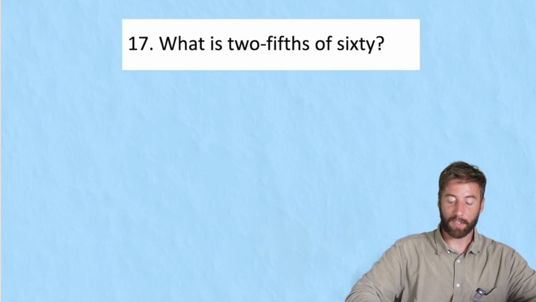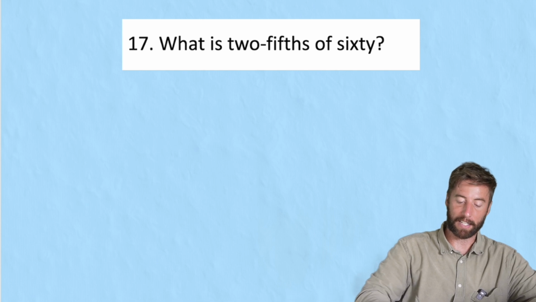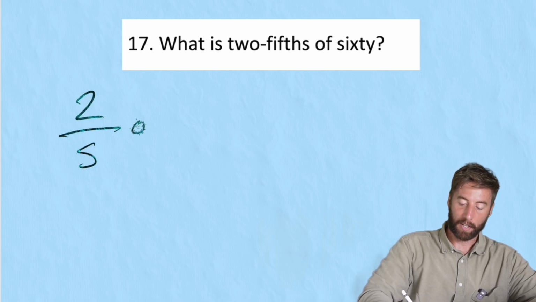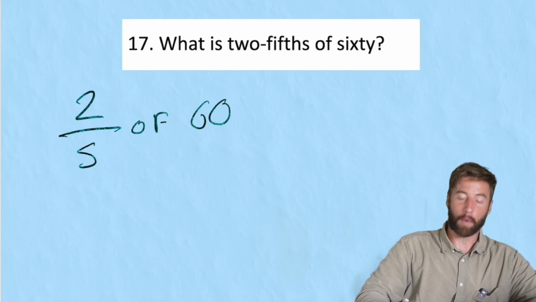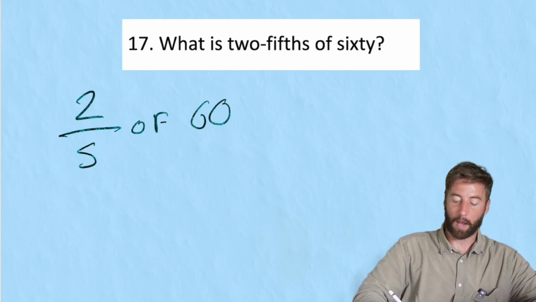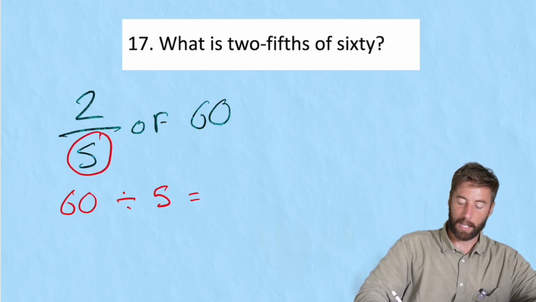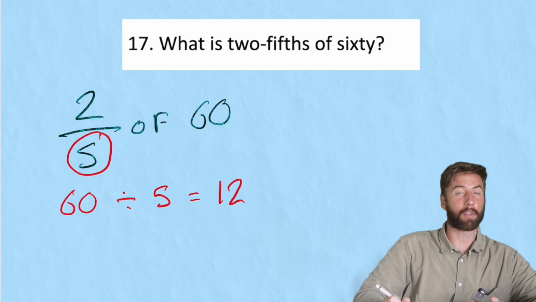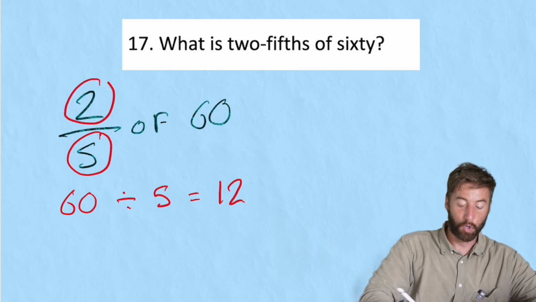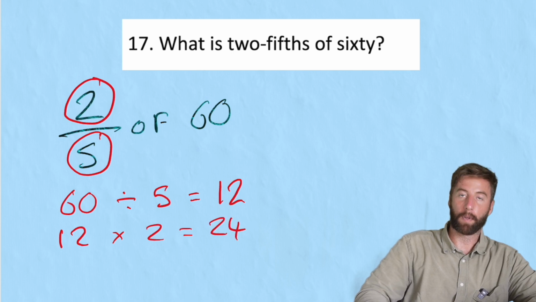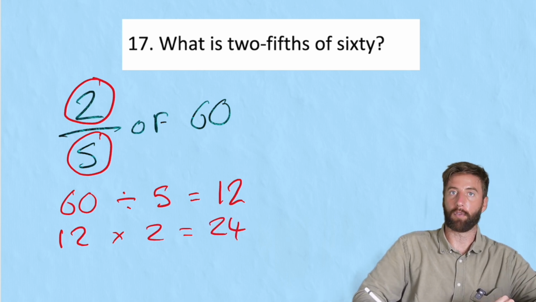Next question, question 17. What is 2/5 of 60? So we have that fractions of amount again. 2/5 of 60. So I'm not going to bother doing my sharing circles. I'm just going to use the written method. So 60 divided by my 5 is 12. But we're not just looking for 1/5 of 60. We're looking for 2/5 of 60. So I'm going to get my 12 times 2 equals 24. Pretty quick and pretty easy with the written method.